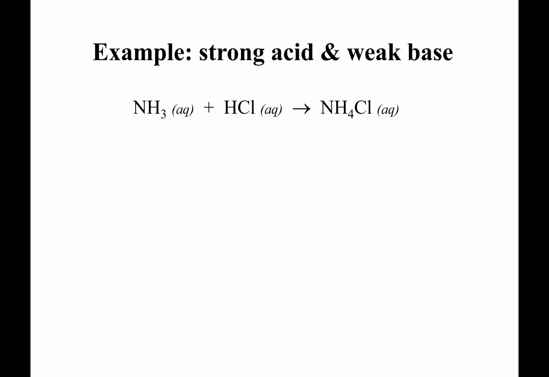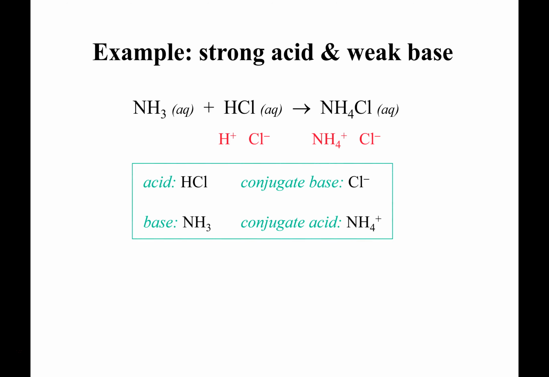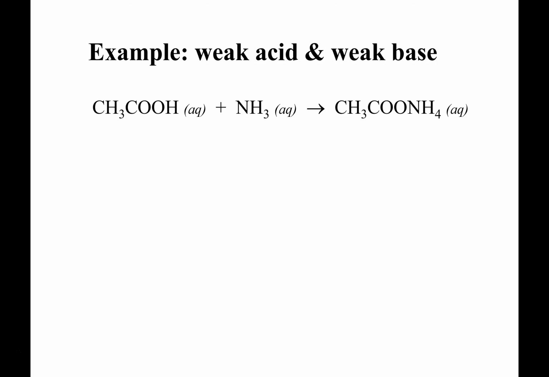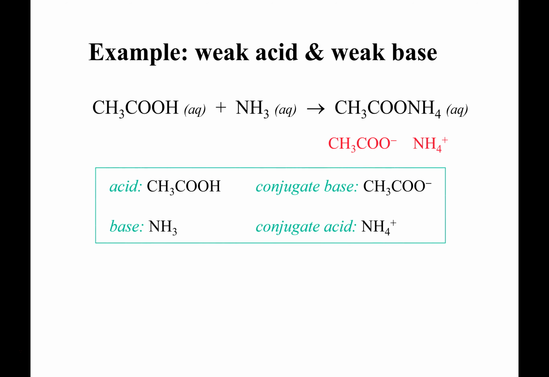All right, NH3, weak base. HCl, strong acid. We can identify the two conjugate acid-base pairs on both sides, differ by a proton. Net ionic equation, we can remove the chloride ion. And then last but not least, I take a couple that we looked at earlier, acetic acid and ammonia. And so this is a weak acid and a weak base. Break it up into its ions. Show the conjugate acid-base pairs on either side. There are no spectator ions to be removed.